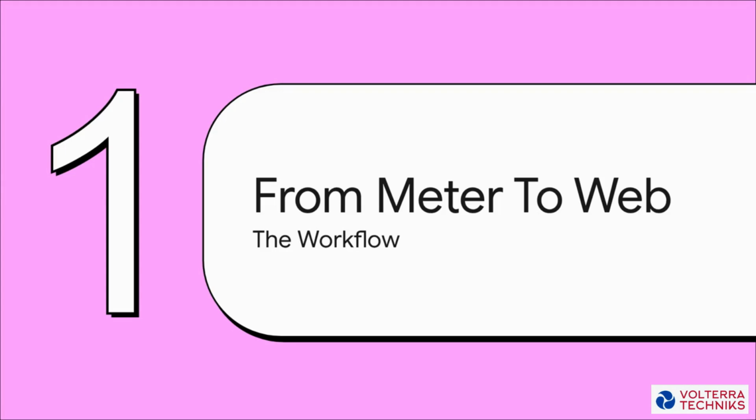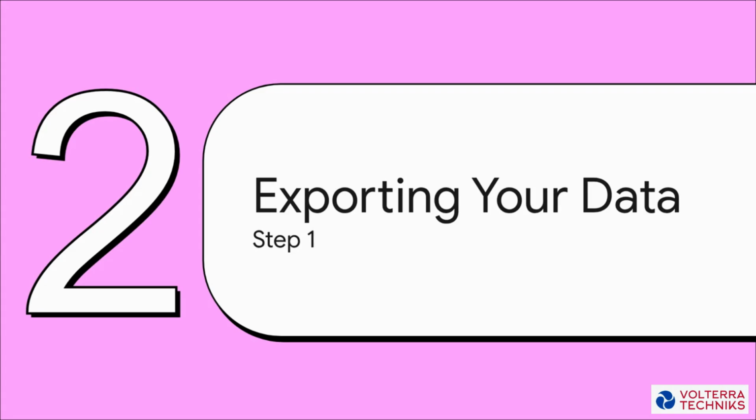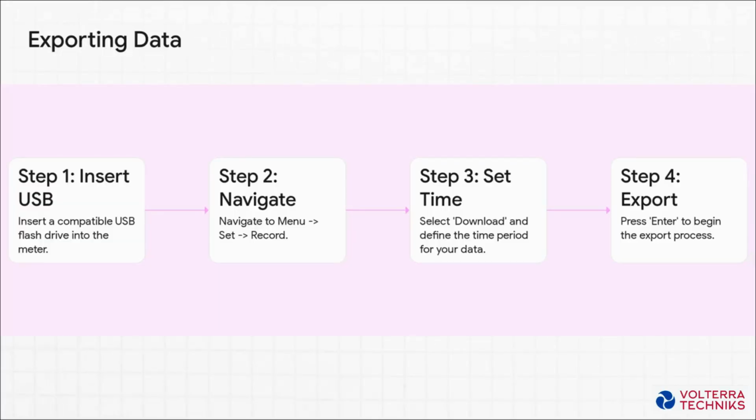Okay, let's kick things off with the basic workflow. It really just boils down to a simple three-part process. You capture the data, you export it, and then you upload it for analysis. Simple as that. All right, first up, let's talk about getting your data off the VT PM604 device. This part is pretty straightforward, but it's the foundation for a good analysis, so you gotta get it right.